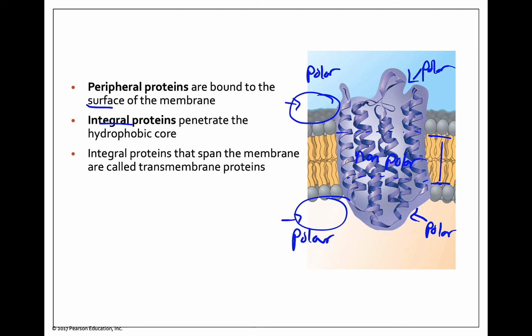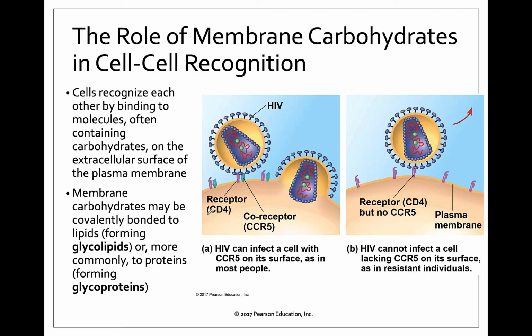If it spans the entire membrane like this one does, where it goes from the outside all the way to the inside, that's called a transmembrane protein. Remember, this word trans just means across. So a transmembrane protein is going to be one that goes all the way across the membrane from the inside to the outside. Membrane components are often bonded to carbohydrates.